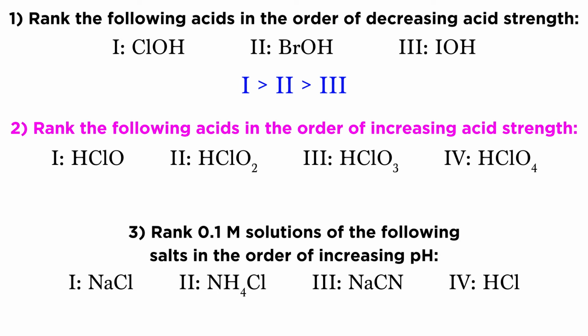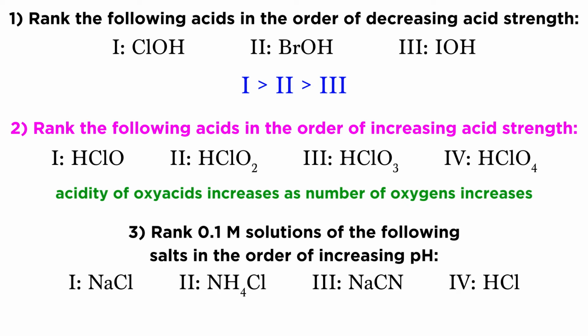Now for number 2, we must remember something else about this particular type of oxyacid, and that is that the acidity will increase as the number of oxygens increases. So here the proton is bound to the chlorine atom, and so when the proton is lost, the chlorine atom will bear a formal negative charge, and those oxygen atoms can help stabilize that negative charge by withdrawing some of that electron density through the chlorine-oxygen bonds. So the more oxygen atoms there are, the better that they will be able to do that.